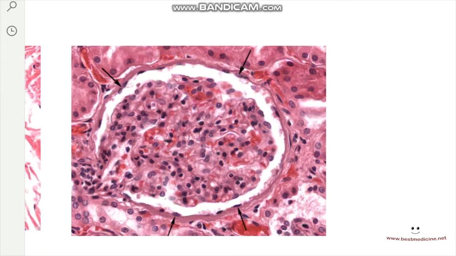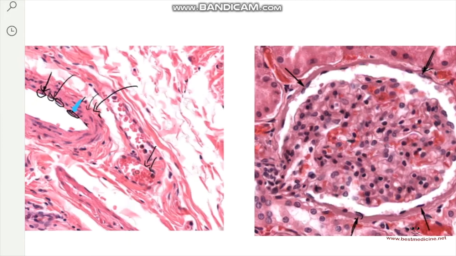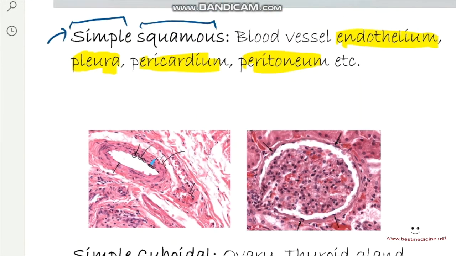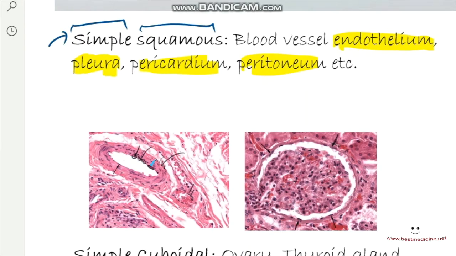The glomerulus, right? The glomerulus actually has also lining it on the outside the simple squamous epithelium. And so these are the two examples of simple squamous epithelium: the blood vessel endothelium and the glomerular epithelium. Then we have also pleura, pericardium, peritoneum, not shown in the diagram.